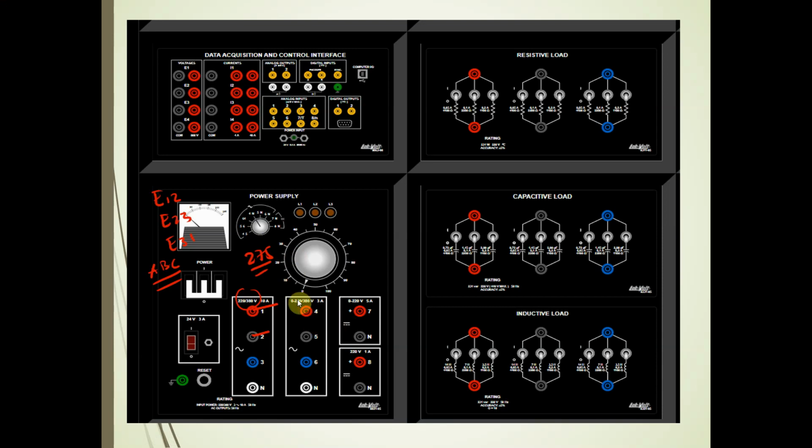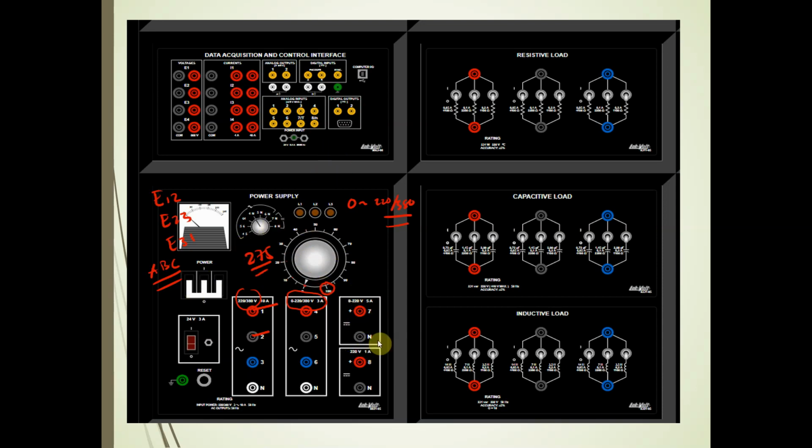In this case, I am going to use this variable voltage source. You can see here it is from 0 up to 220/380. That means I can vary the voltage from line to neutral from 0 to 220, or I can obtain a voltage from 0 to 380 volts from line to line. The voltage here is controlled by this knob with these different percentages, 0, 10, 20, up to 100%. So now this is what you call the power supply.